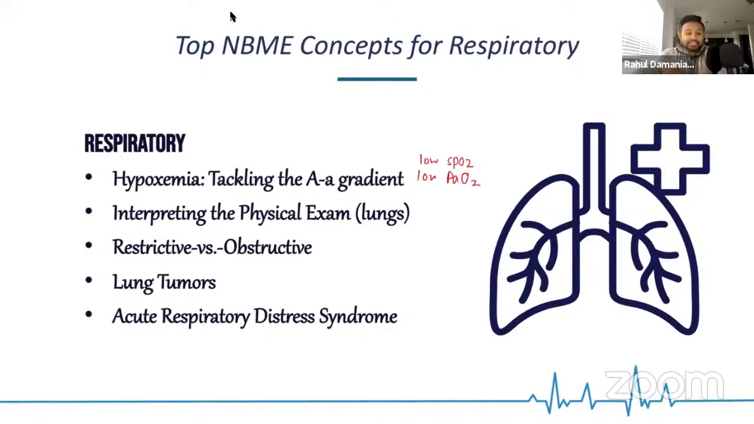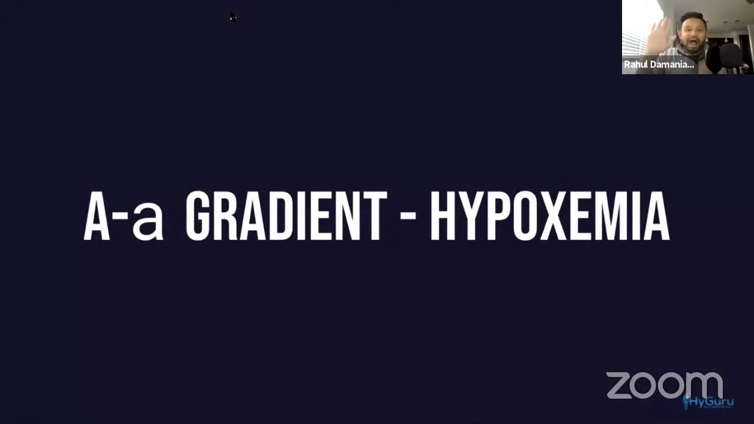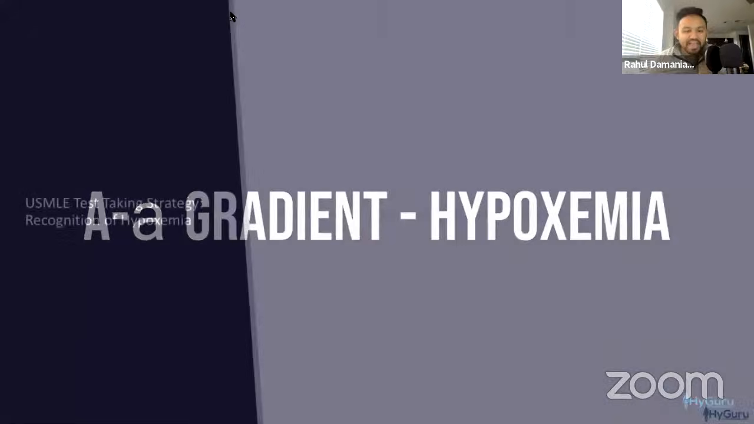Then what we'll do is we'll transition and talk a little bit about the various lung findings that you can get on physical exam and how that correlates to pathology. We'll then spend the majority of our session talking about restrictive versus obstructive lung pathologies. And guys, this is probably the highest yield portion of the lecture, so definitely stay tuned for this one. We'll end with talking about lung tumors and going through some paraneoplastic syndromes, and then we will discuss acute respiratory distress syndrome.